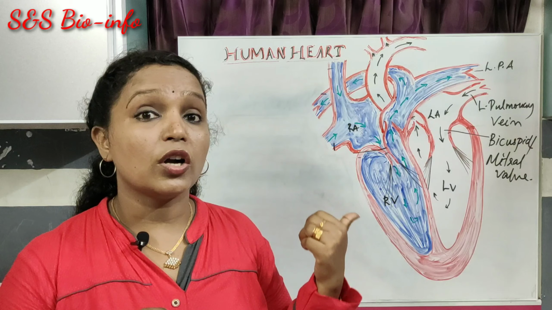Here superior vena cava brings impure blood from the upper parts of the body to the right atrium. Similarly, the inferior vena cava brings the impure blood from the lower parts of the body to the right atrium. So that is the function of these two vena cava, the superior and the inferior vena cava. The next blood vessels are the pulmonary aorta and the systemic aorta. First of all, pulmonary aorta.